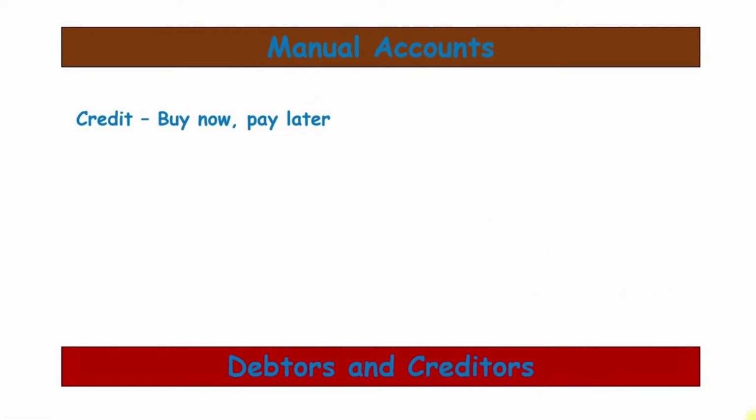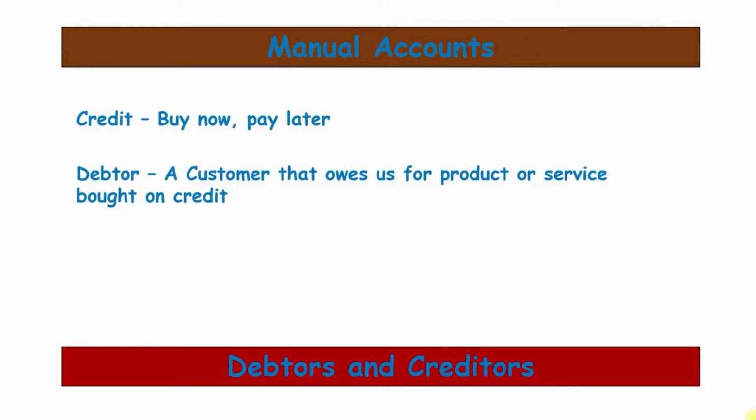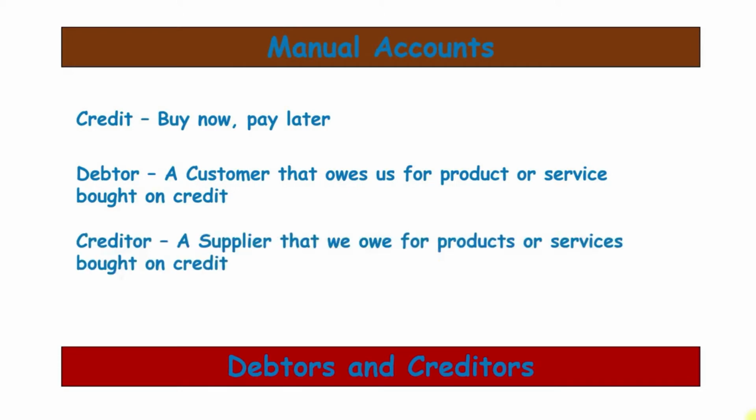While not all businesses will offer credit, for the purpose of this module, most of the transactions are on credit. When customers owe us payment for goods or services that they purchased, they are known as debtors. When we owe suppliers for goods or services that we purchased, the suppliers are known as creditors. In the next section we will look at how to document transactions grouped by customer and by supplier.